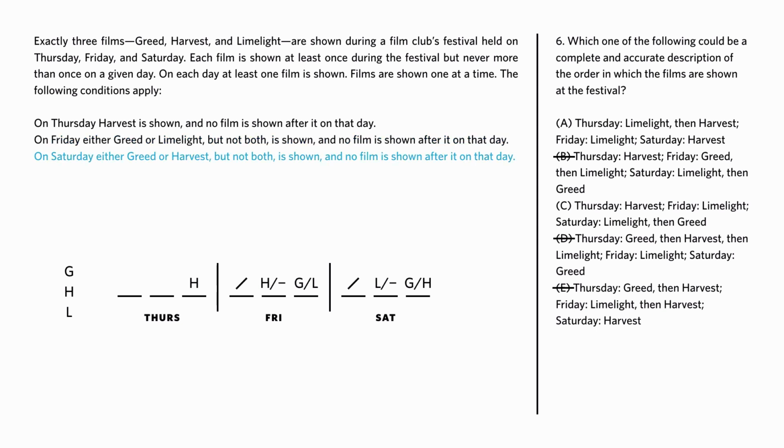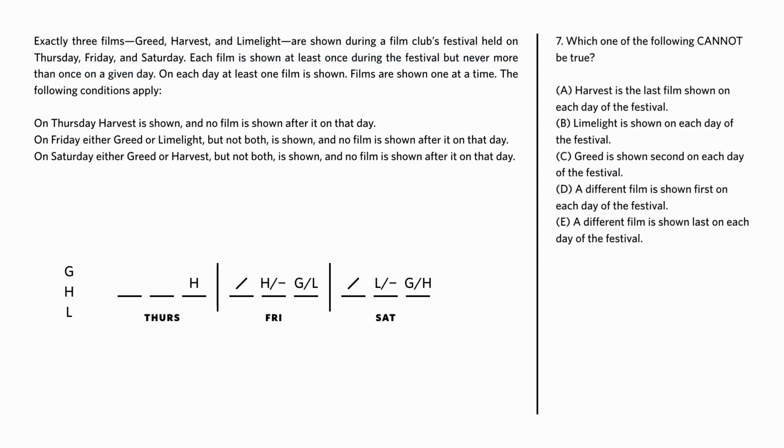The last rule tells us that on Saturday, we have to have either G or H and not both, and that G or H has to be last. Unfortunately, this last rule doesn't allow us to eliminate either of the remaining answer choices. However, looking back at A carefully, we can spot that it doesn't list all 3 films. And since we know that they all must play at least once, we know A can't be true. That leaves us with C as the remaining and correct answer.